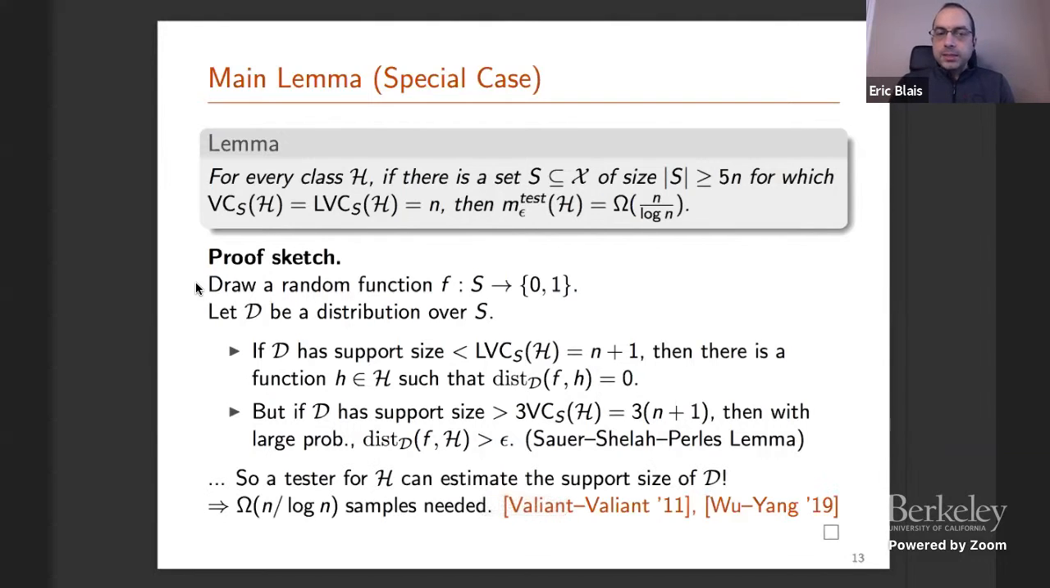So what does this mean? This means that if I have a tester for H in this distribution-free sample-based model, I can estimate the support size of a distribution. Estimating the support size of a distribution is a very well-studied, nice problem in distribution testing, where we know that you need n over log n samples. So this is the sketch of the entire proof for why, the moment you have LVC being the same as VC dimension, testing is essentially as hard as learning the class. Any questions about this so far?